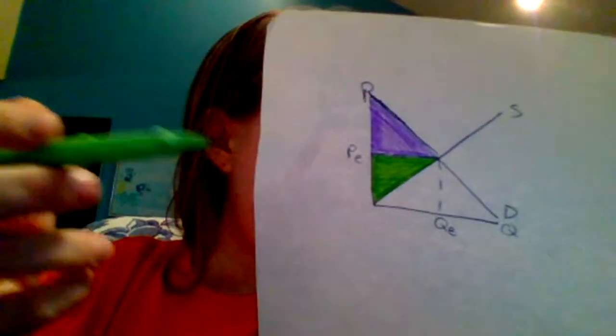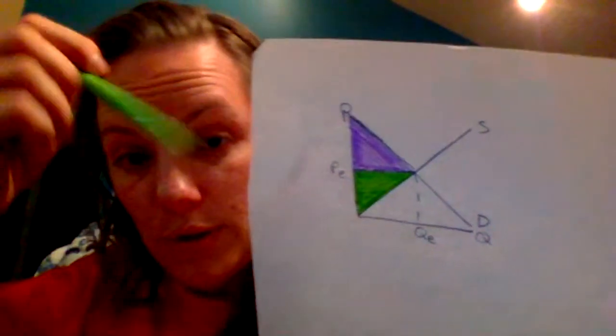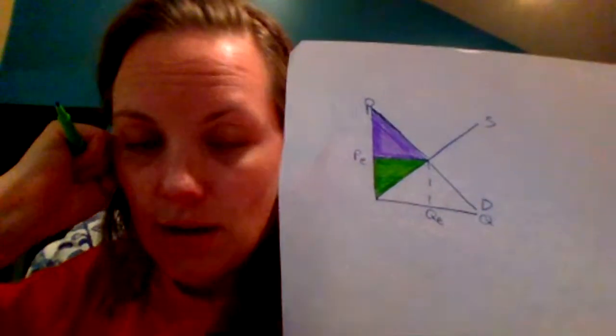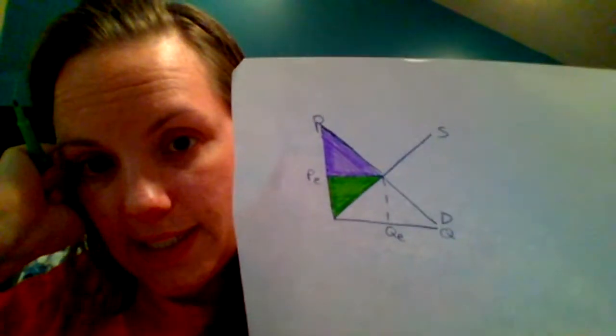However, we can't always stay happy. Are we good right now with consumer and producer surplus at equilibrium? Because now I'm going to add a tax and bring us into a state of disequilibrium.